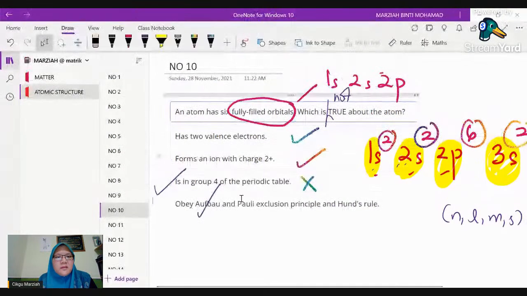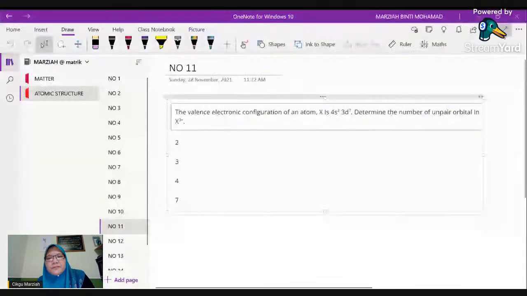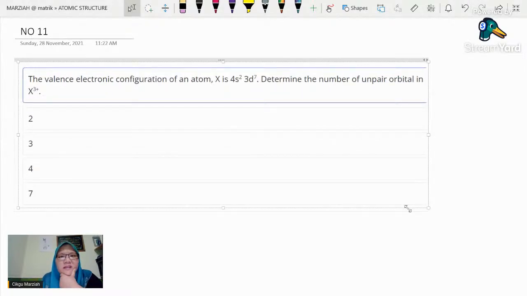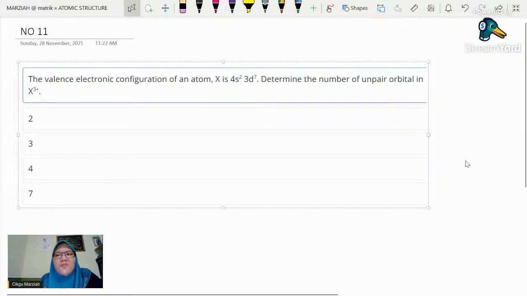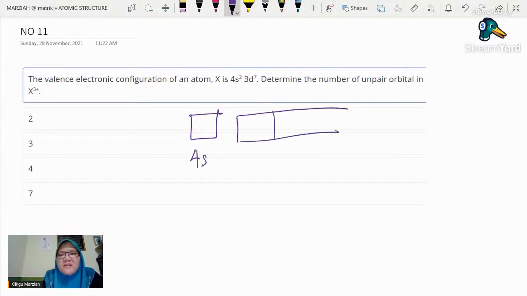Okay, number 11. Okay, ni pun sama. The valence electronic configuration of an atom X is 4s2 3d7. Determine the number of unpaired orbital in X3+. So kalau you all tak confident, so this is the valence electron 4s and we have 3d7. 3, 4, 5. This is 1, 2, 3, 4, 5, 6.